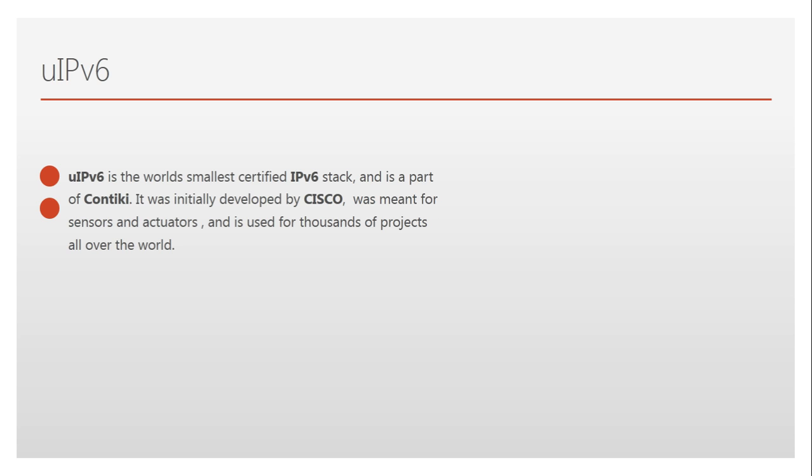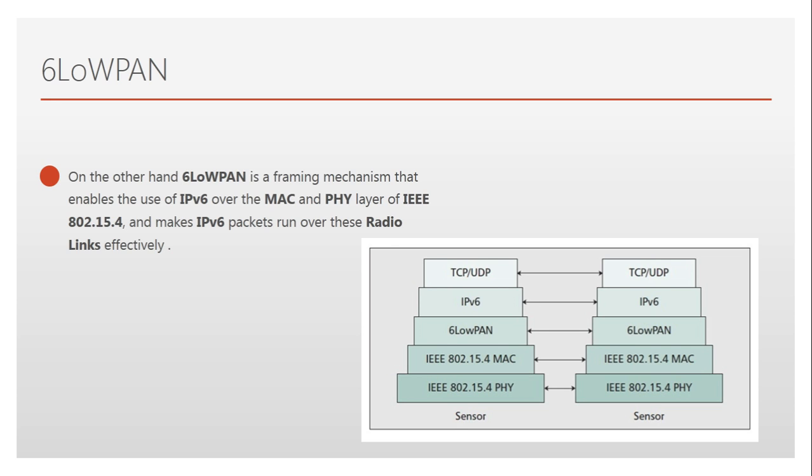So they came up with IPv6, but in the miniaturized version of the IP protocol, which we call micro IP, we have this version called micro IPv6, and it was the smallest certified IPv6 stack. It is currently a part of Contiki, and for the first time it was developed by Cisco, and currently it's being used in thousands of projects all over the world. Now, if you don't understand what IPv6 is, you can refer to my video. I have made a separate short video on what IPv6 stack is and how there was a transition possible from IPv4 to IPv6. Then comes the another communication component, which is 6LoWPAN.